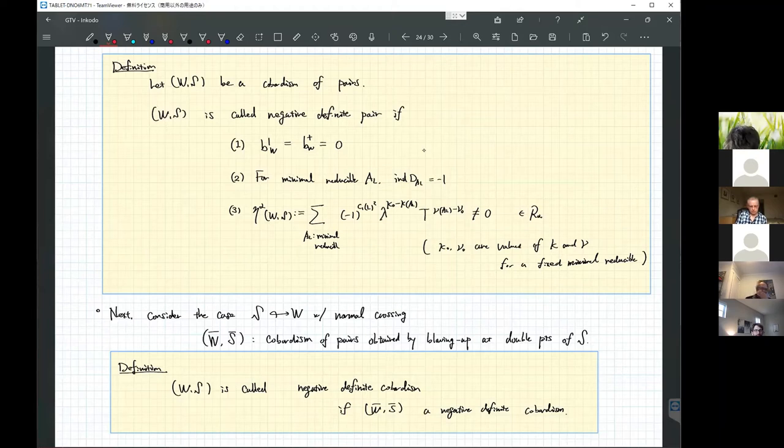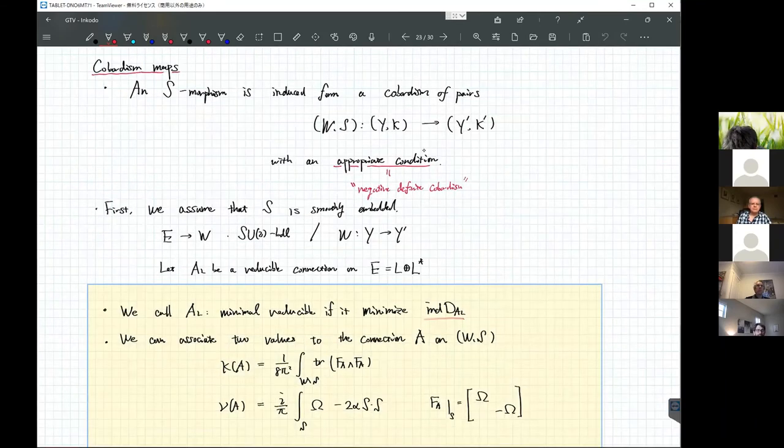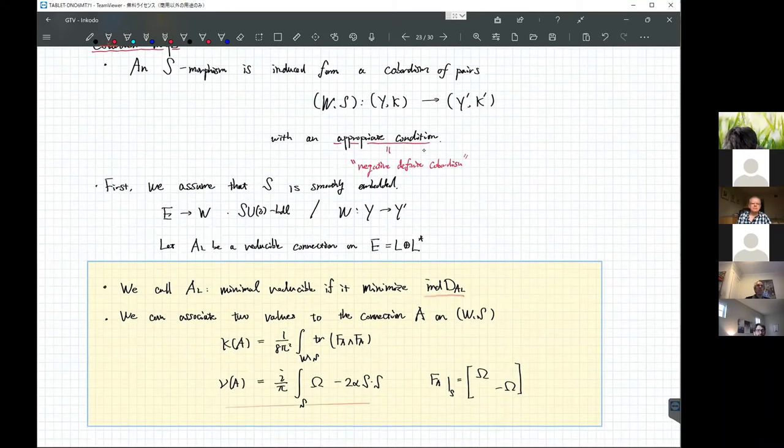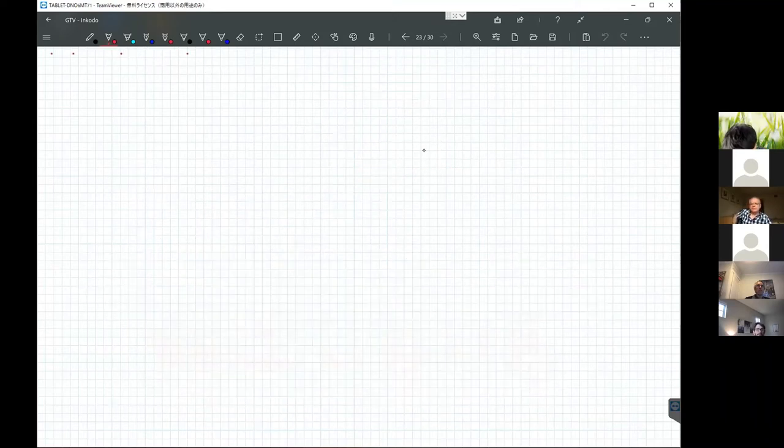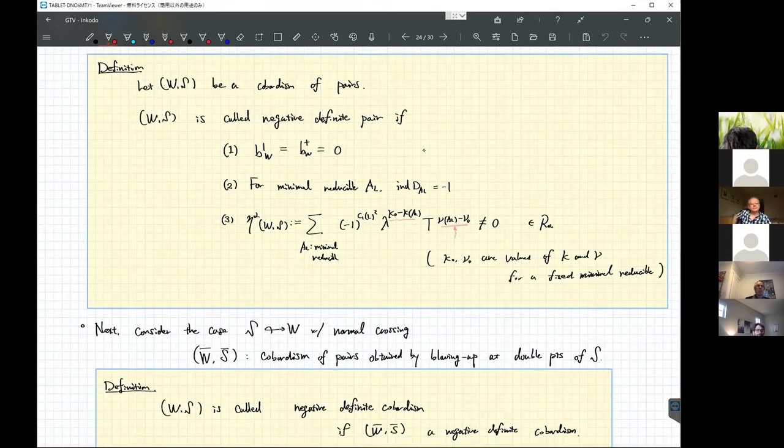And we can define the counting of minimal reducibles as this. Here, the power of lambda is related to the energy of minimal reducibles, and the power of t is related to the integral of this form. And each sign is related to the orientation.